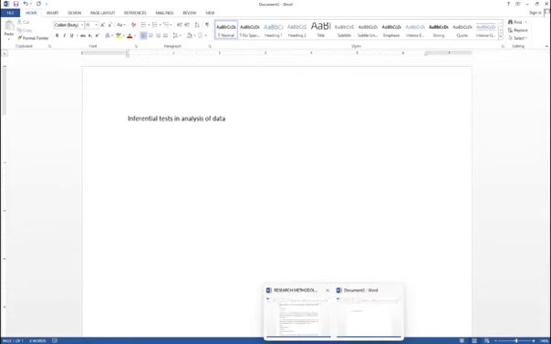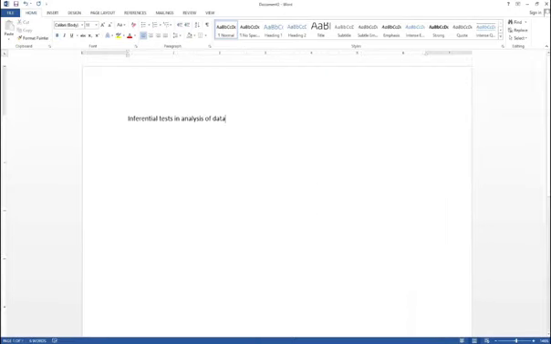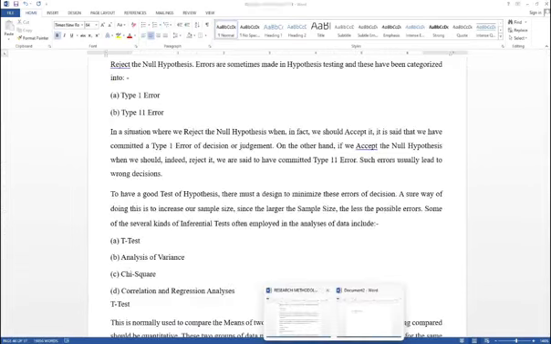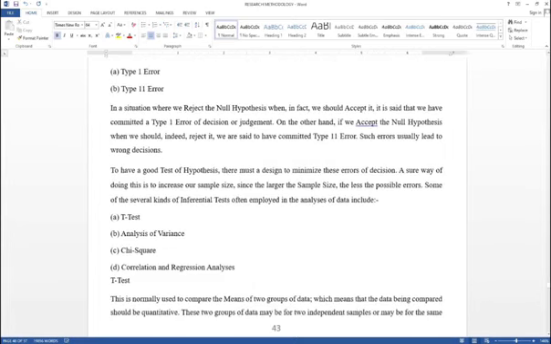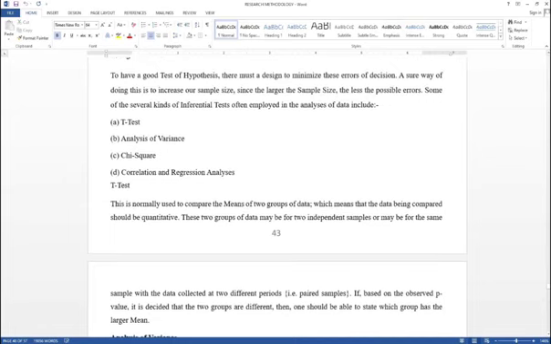All right, we're going to take them one after the other and explain them in detail. The first one is the t-test. The t-test is normally used to compare the means of two groups of data, which means that the data being compared should be quantitative. You remember your means. It works on means, it's calculated using figures. So if you're talking about means, you're talking about data that is quantitative.